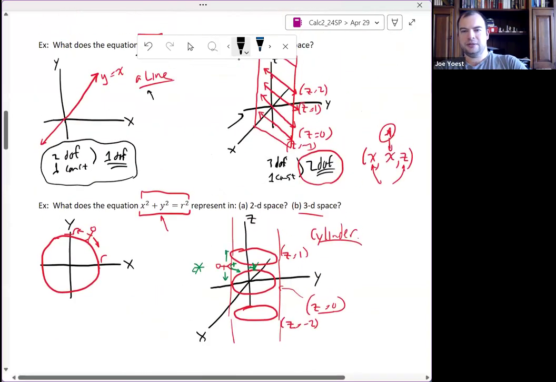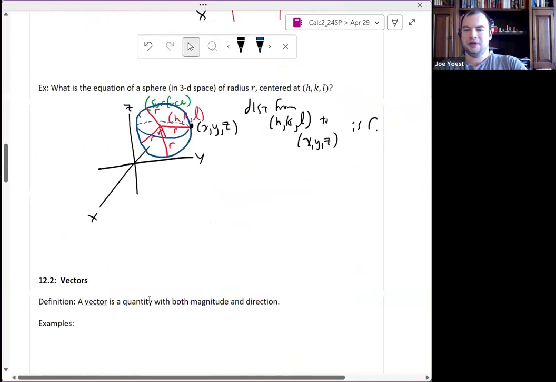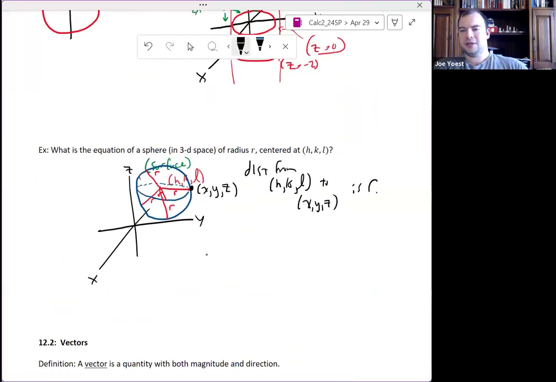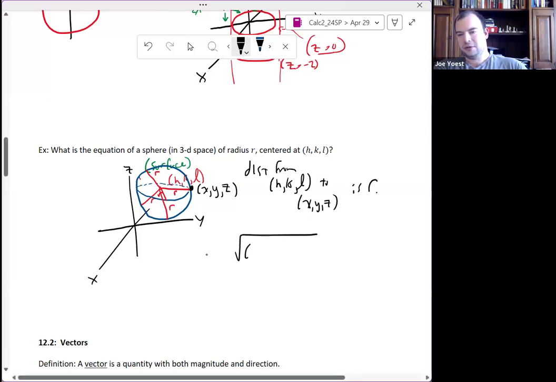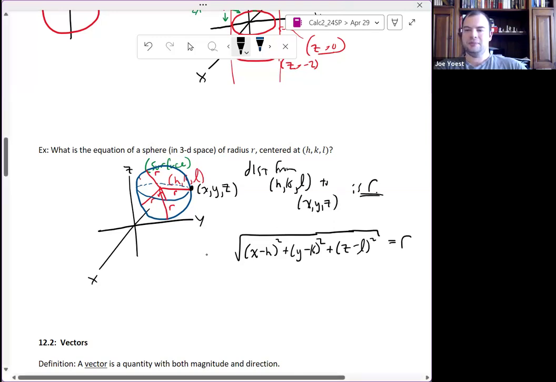But we know what our 3D distance formula is. It's basically just the same as the 2D distance formula, right? Just with an extra little bit tacked on. So what's the distance from h, k, l to x, y, z? That's the square root of x minus h squared, plus y minus k squared, plus z minus l squared. That's what the distance between those 2 points is. And imposing that that has to be equal to r.